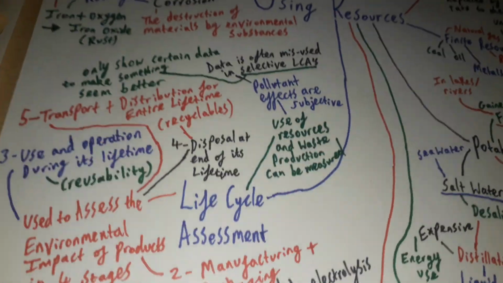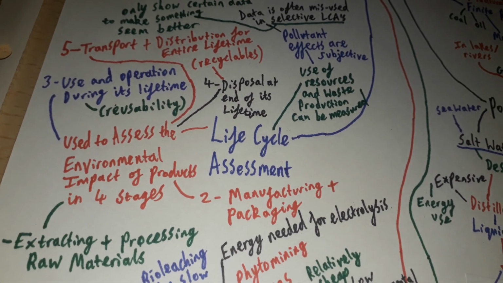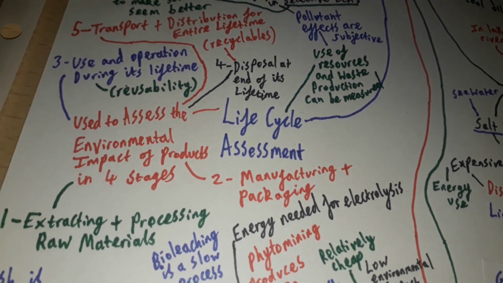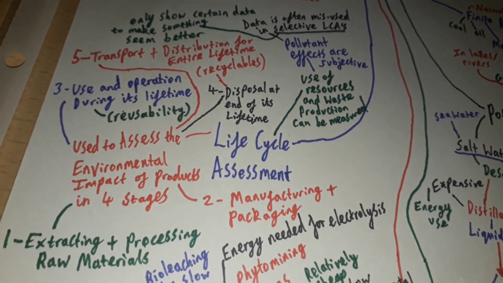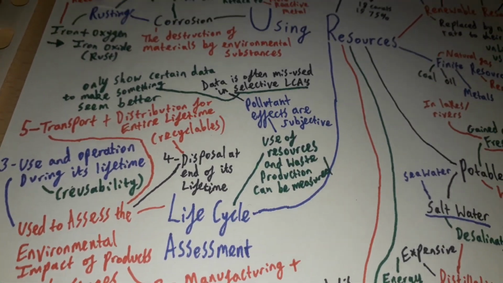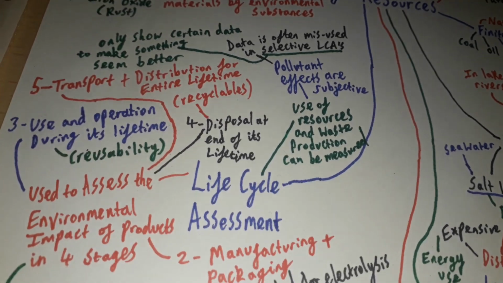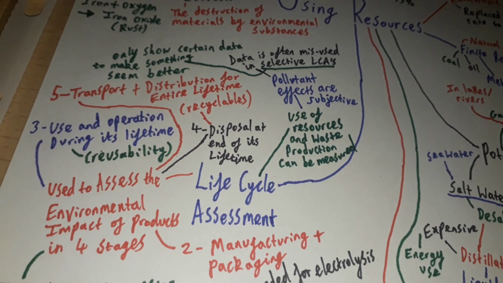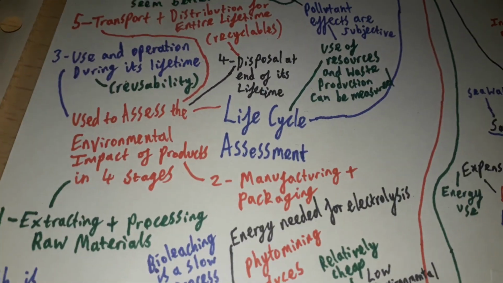This is used to assess the environmental impact of products in 4 stages. First we have to look at the extracting and processing of raw materials, so where we get them from and how we do that process. Then we have to look at the manufacturing and packaging, which is basically how the thing is put into its packaging and how it's produced properly.